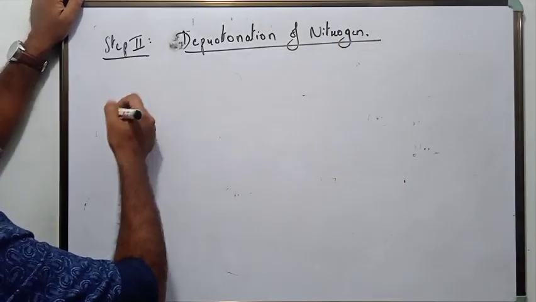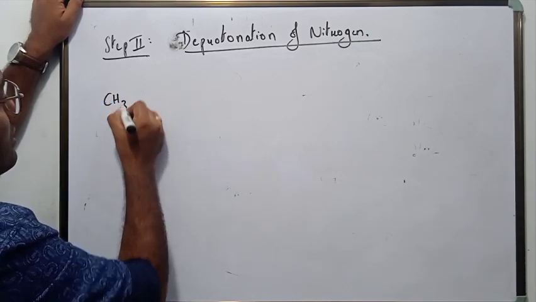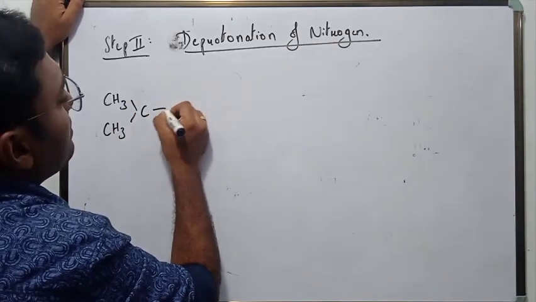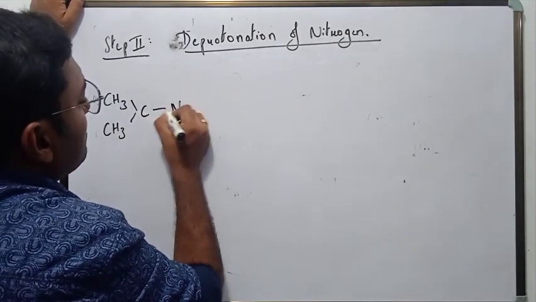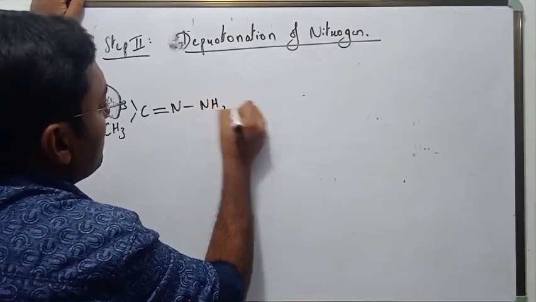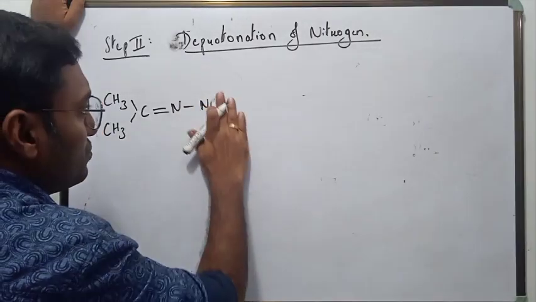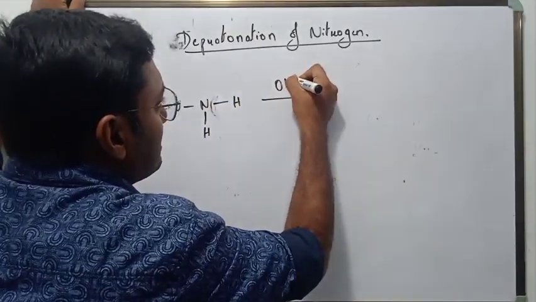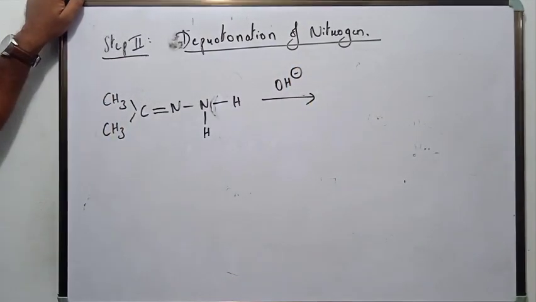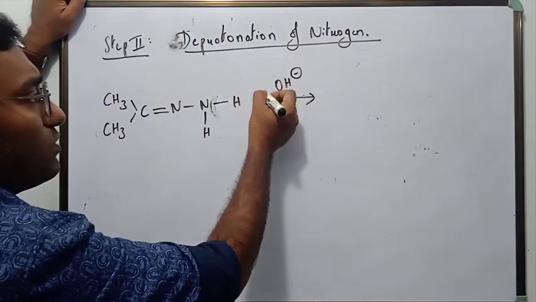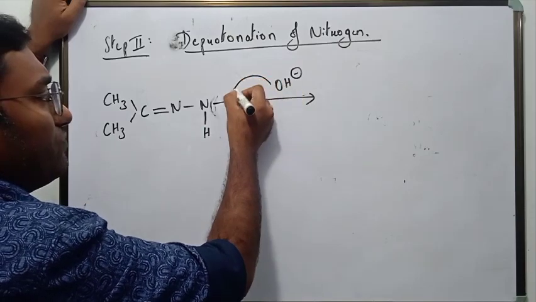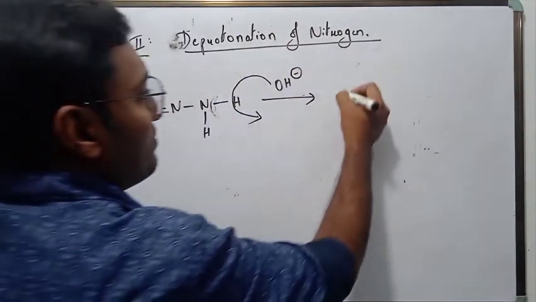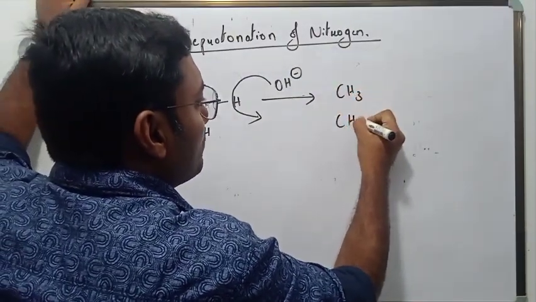Let's write the hydrazone first. This is the hydrazone that we have got. You get N here, right? This H2, you can write it like this. Now base acts. We have used KOH in the reaction. OH minus is a very strong base. It would not wait. It would knock out a H from here. Correct? When it knocks out a H from here, what would be the result?